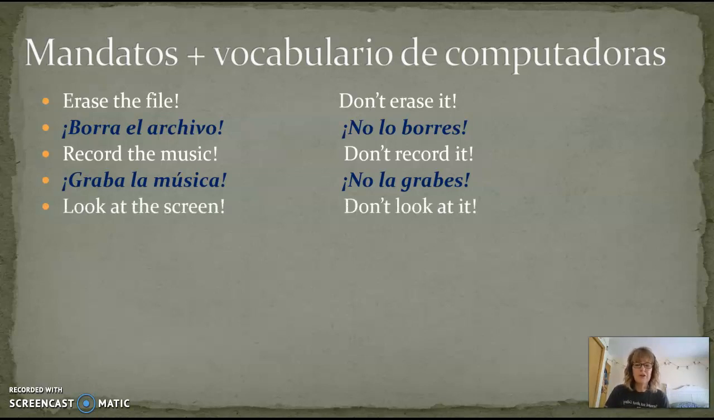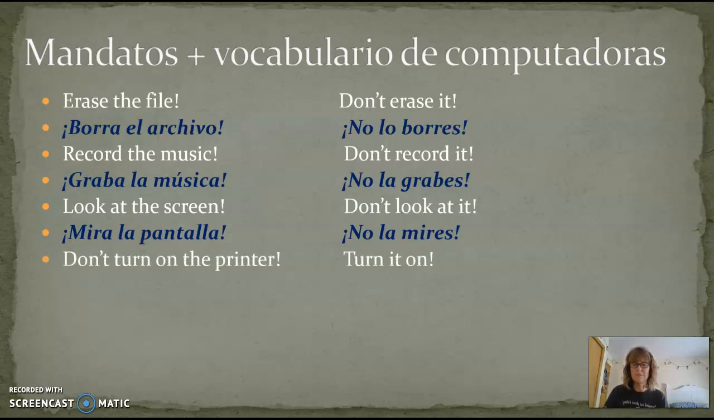Not a new verb. We know the verb mirar, to look at, but we have a new vocab word in the screen. So take a second, provide those. Mira la pantalla, no la mires. Get used to the rhythm of that. No lo borres, no la grabes, no la mires. If you have to pause the video again and say them aloud a couple of times, get used to the sounds of the affirmative. Borra, graba, mira, and then no lo borres, no la grabes, no la mires.